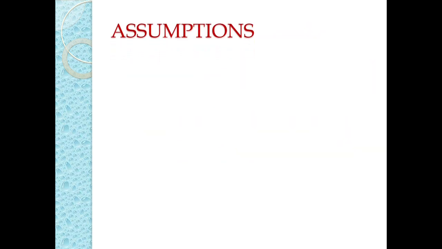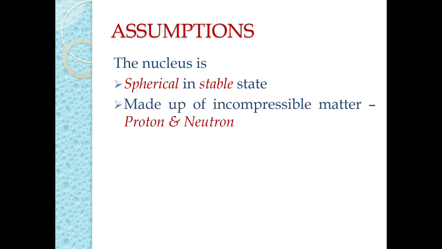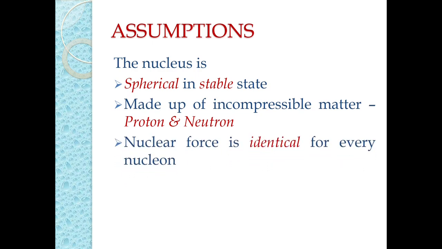Okay, so what are the basic assumptions made by Bohr and Wheeler for this model? They assumed that the nucleus is spherical in the stable state. Secondly, we know the nucleus is made up of protons and neutrons, and these protons and neutrons are incompressible. The nuclear forces, the strongest forces in nature that exist between the nucleons, are identical for all combinations of protons and neutrons. This is the third assumption. And the fourth assumption is that the nuclear forces saturate. So these are the assumptions made by Bohr and Wheeler for explaining their liquid drop model.